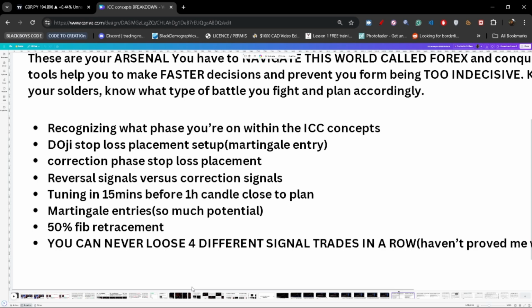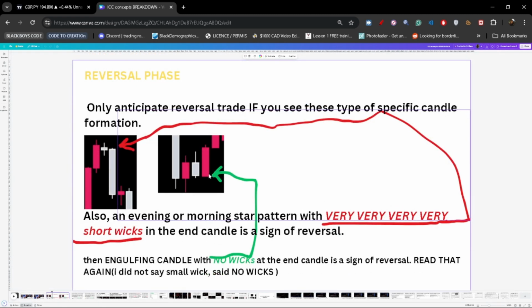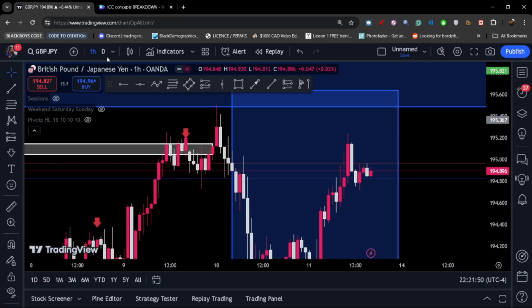So in my ebook, literally guys, I show you that whenever you see a pattern like this where it has no wicks, right, and then it gives a bullish engulfing, this would be a reversal pattern. So in this specific case here, this would be a reversal pattern, right?